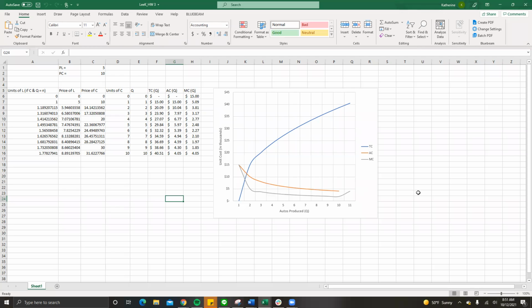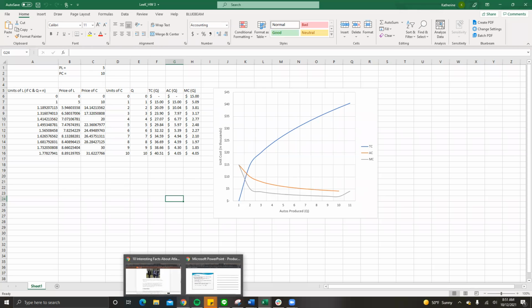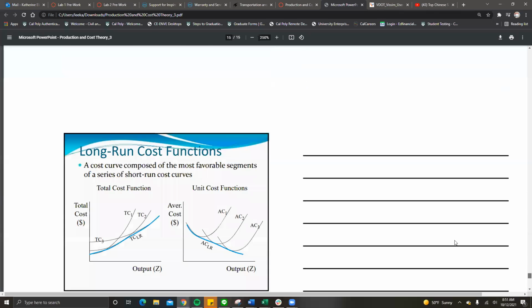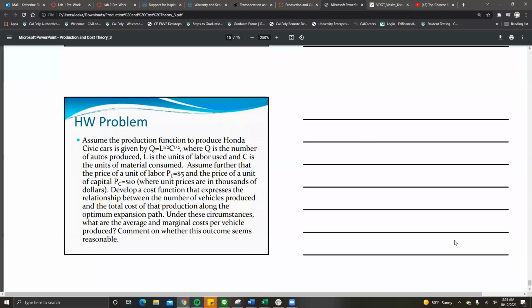Right. Okay. So I graphed my TC, AC, and MC, but then the graphs you may not need. Not TC, AC, and MC. Can you go back to the problem statement real quick? Yes, okay. So here, Q is L raised to power half, C raised to power half, right?